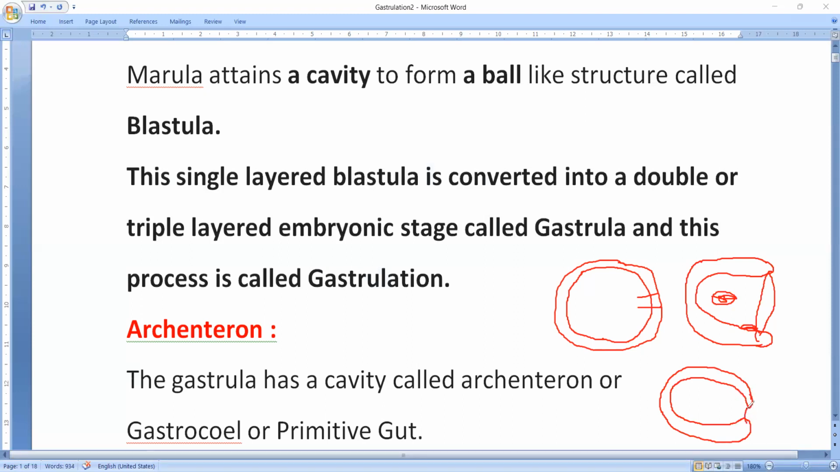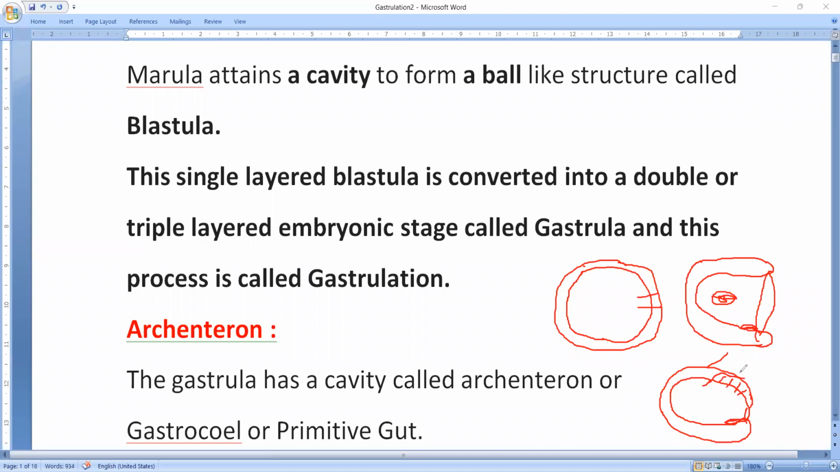Now this is the archenteron or primitive gut. This is the blastopore. Here it contains the blastopore lips, this area. So there is the ectoderm and the endoderm. Gradually there will be a mesoderm, and here the notochord is formed like this and goes inside. So the single-layered cell stage is converted into double or triple layered.